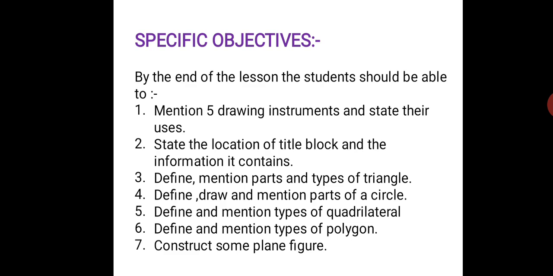Specific objectives. By the end of the lesson, the student should be able to: 1. Mention 5 drawing instruments and state their uses. 2. State the location of title block and information it contains. 3. Define, mention parts and types of triangle. 4. Define, draw and mention parts of a circle. 5. Define and mention types of quadrilaterals.